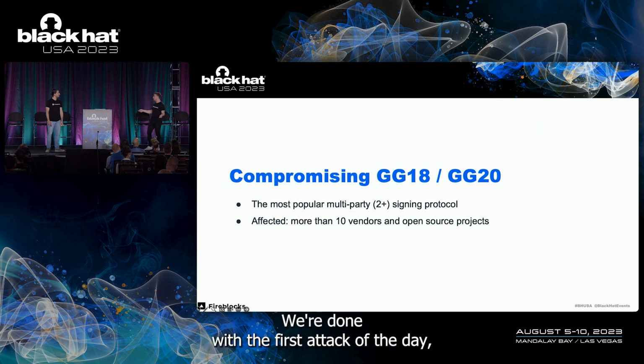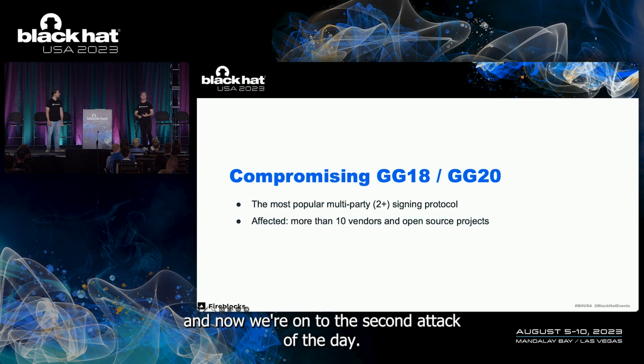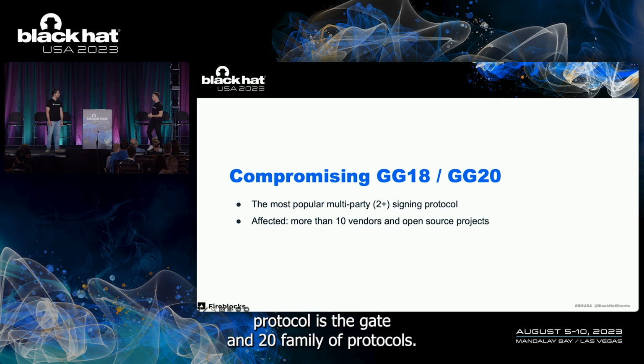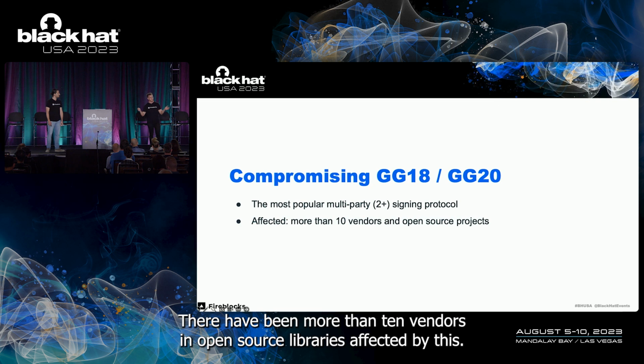Congratulations, we're done with the first attack of the day, and now we're on to the second attack of the day, compromising the most popular multi-party signing protocols, the GG18 and GG20 family of protocols. There have been more than 10 vendors and open source libraries affected by this.